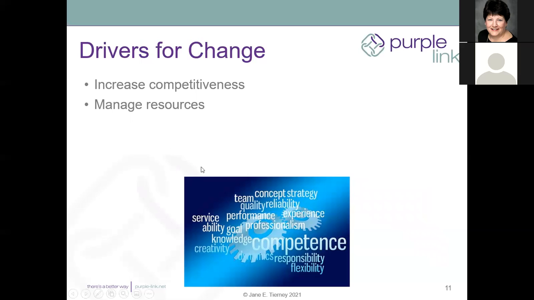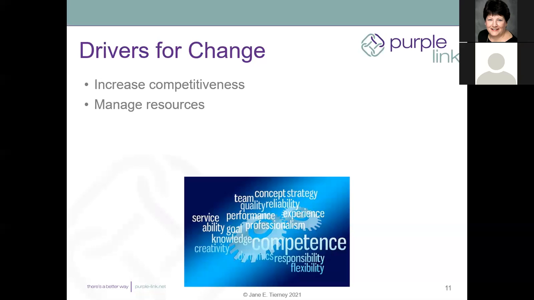So some of the drivers for change, looks like my slide didn't update here. You want to increase the competitiveness that you have within your industry. You want your company to be more competitive. So looking at productivity is a way to be more productive. It will help you manage resources. We all have limited inputs, so you want those inputs to be applied to the places where they're going to do the most good, create the most outputs.